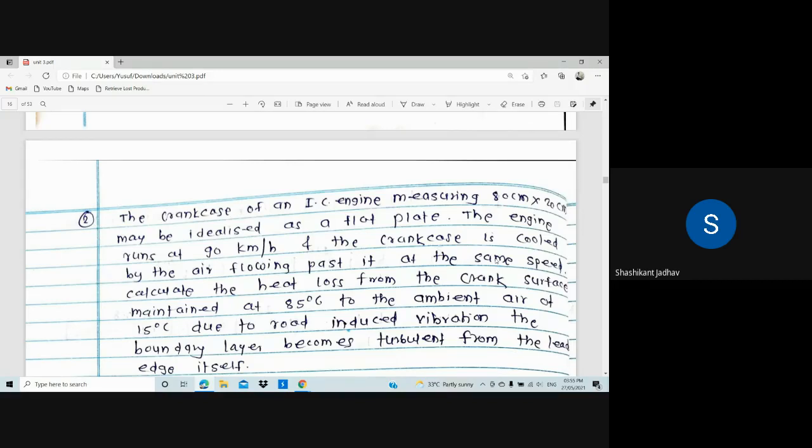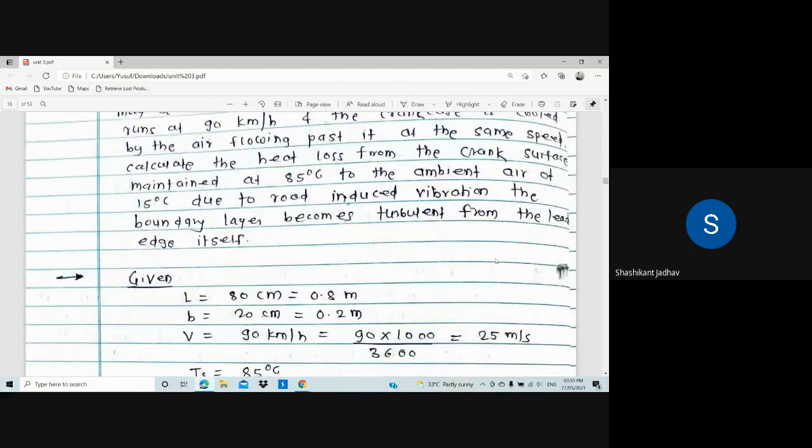Calculate the heat loss from the crank surface maintained at 85 degrees Celsius to the ambient air at 15 degrees Celsius.